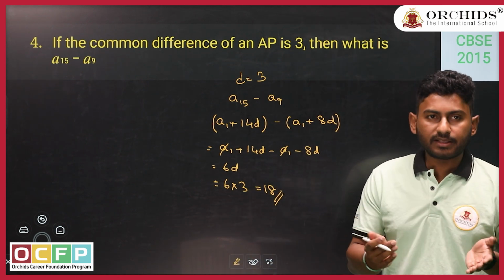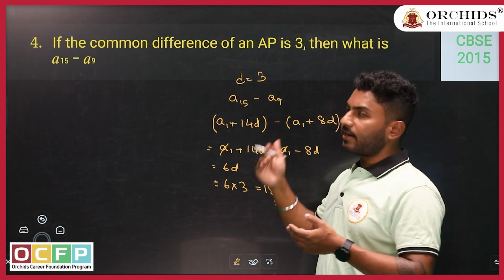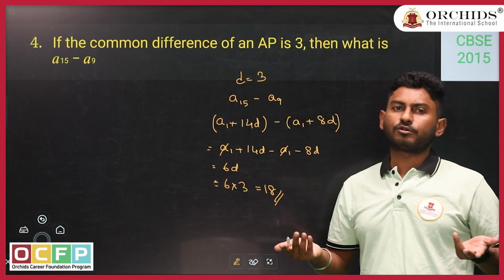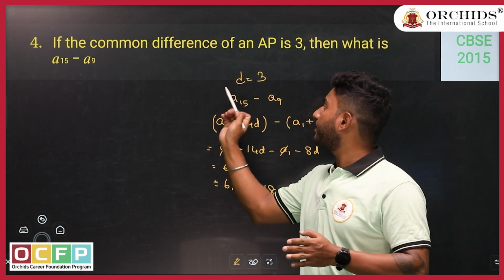So don't worry that sometimes it happens that we just think nothing is given, only d is given, how can I find out? So I mean, how can I find A15, how can I find A9? Just see what they have given.